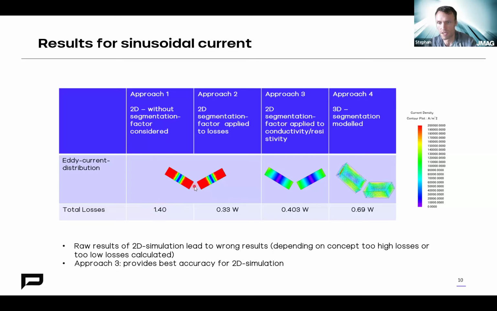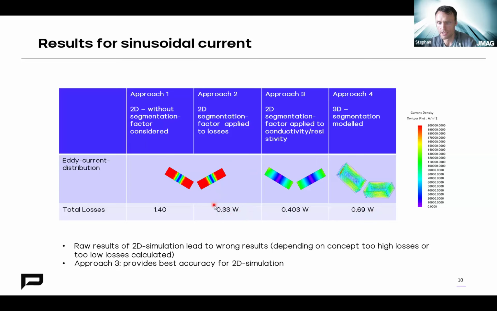Now we can also see it in the contour plot of the current density. So the current density is far higher than in approach 3 or far higher than in the 3D model. And this is because the current density is not really limited with the correct resistance of the magnet. Approach 2, where we apply the segmentation factor to the losses, provides relatively good results, but it's too low compared to the reference.